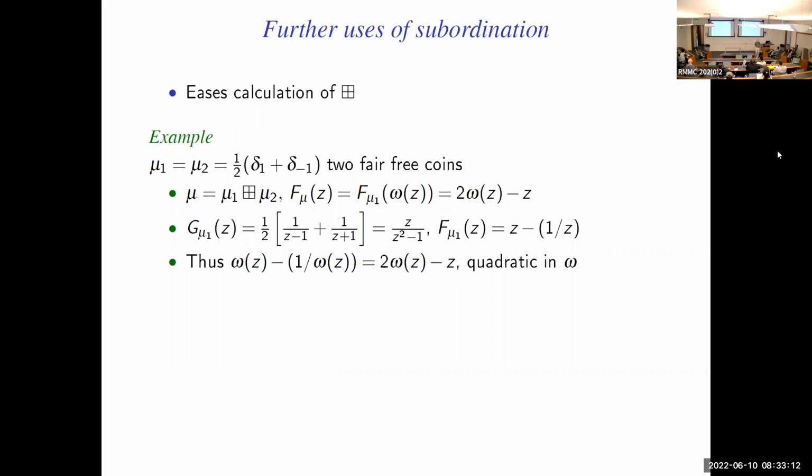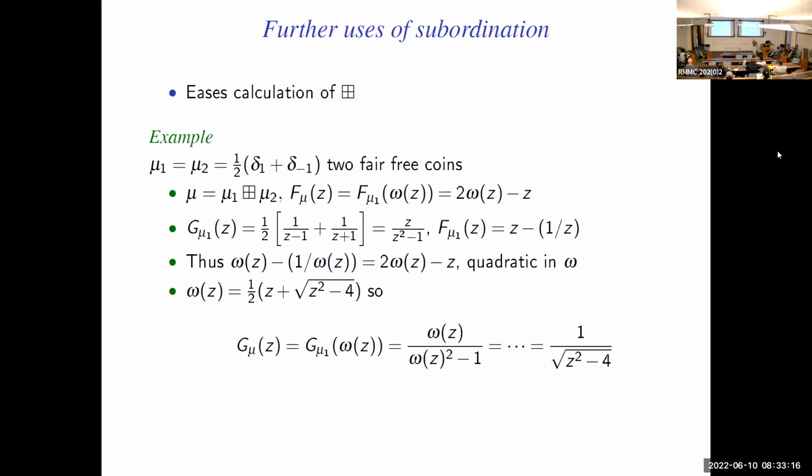It's a quadratic equation, and I did the work already. So here it is. Omega of z is 1/2 times (z plus the square root of z squared minus 4). The same discussion about the square root, right? You have to be a little bit careful how you define the square root.